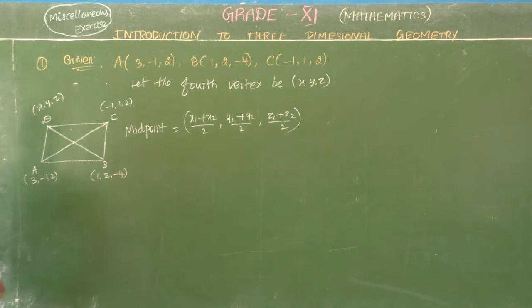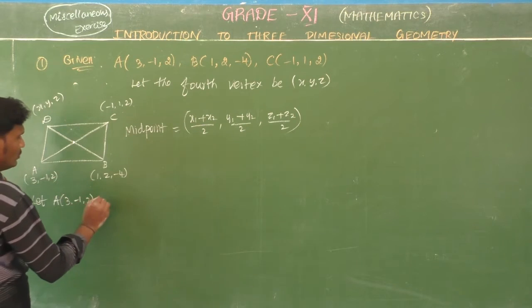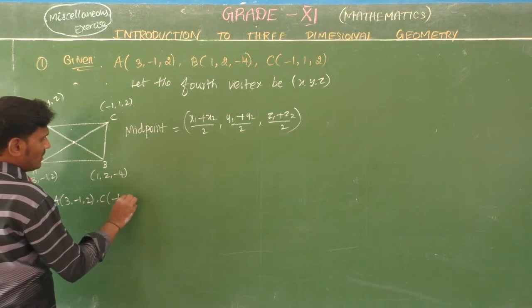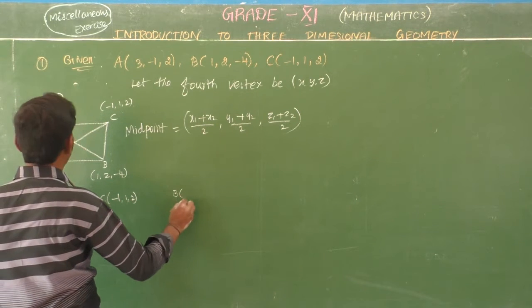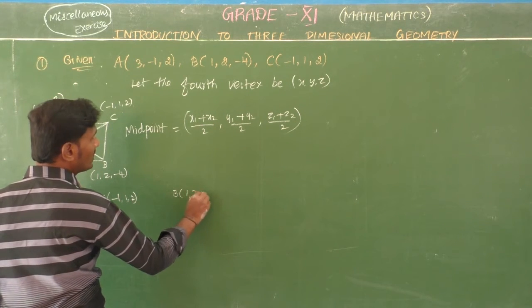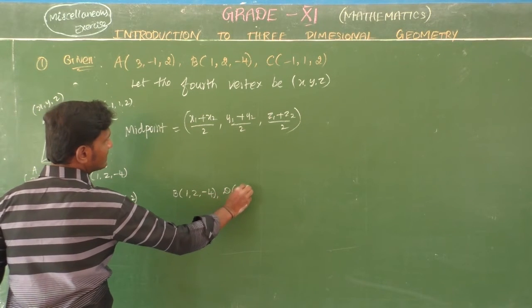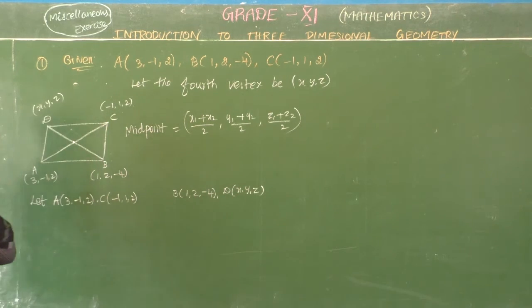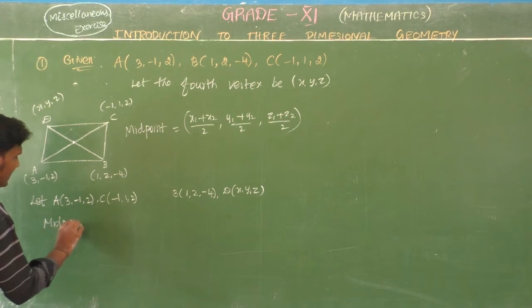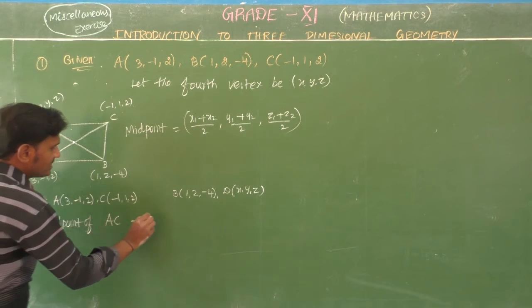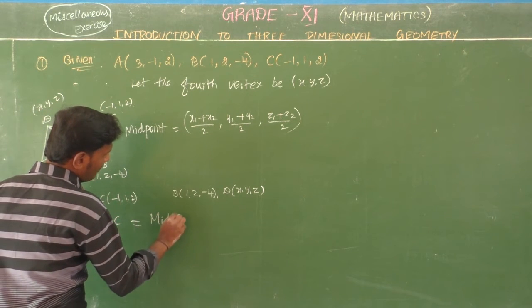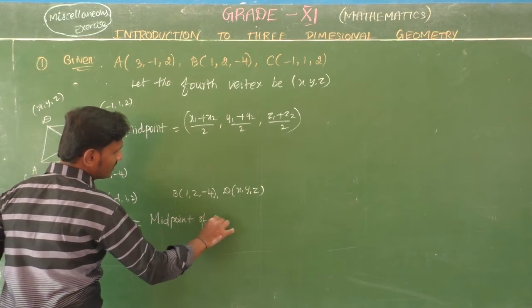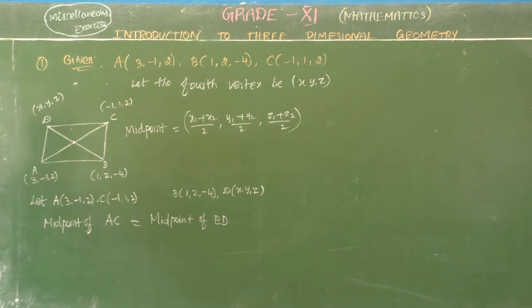Now I am going to take the vertices A (3, -1, 2), then C (-1, 1, 2), then the pair of points B (1, 2, -4), then D is (x, y, z). We know the diagonals of a parallelogram bisect each other. So the midpoint of AC is equal to the midpoint of BD. Okay, students?